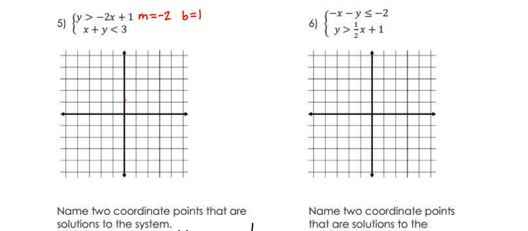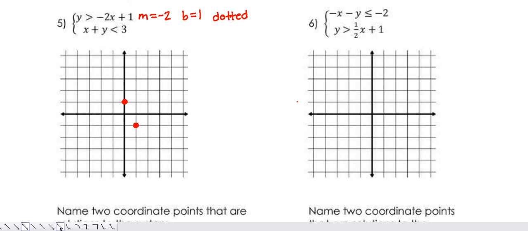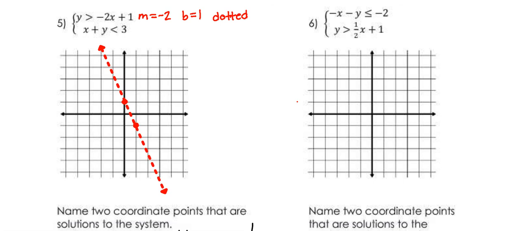So I'm going to rise 1 on the, oh, sorry. My b is 1, so I'm going 1 on the y-axis, and now my slope is negative 2. So I'm going to go down 2 to the right 1. This is a dotted line. So I'm going to go ahead and connect those. And before I shade, I'm going to do the second one.